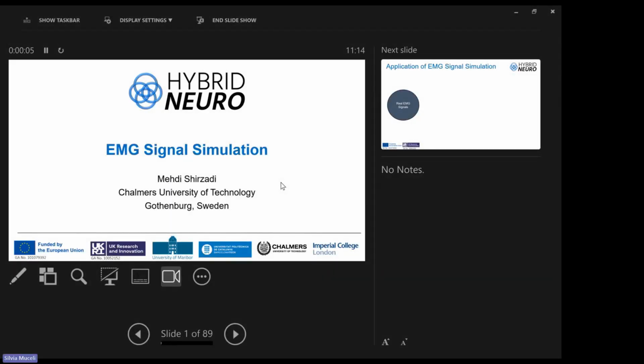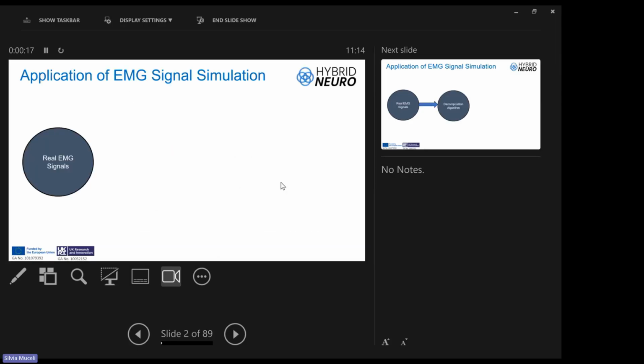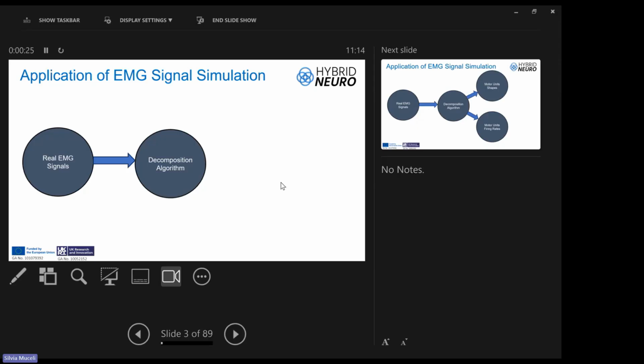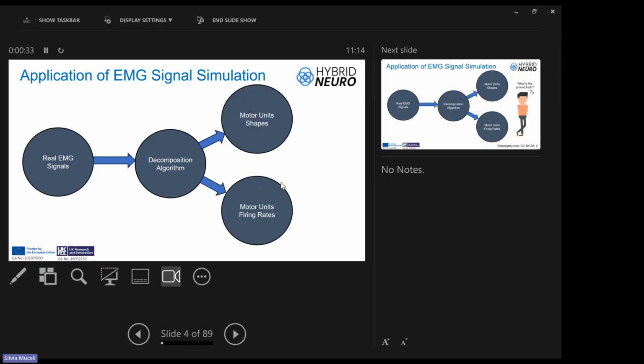So hi. The topic of this workshop is EMG signal simulation, and we will talk about the decomposition of EMG signal. Imagine that we have a real EMG signal, and we create a new decomposition algorithm. We want to see how it works, if it can decompose the signal well or not, and we expect to get the shape of the motor unit action potential in different locations where we place the electrode, and the firing rate of each one of the motor units as a result of the decomposition algorithm.